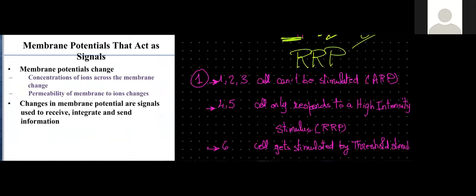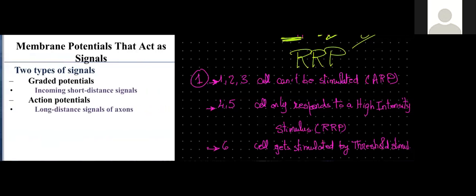Membrane potentials will change the concentrations of ions across the membrane. Permeability of the membrane to ions also changes by opening or closing channels. Changes in the membrane potentials are signals used to receive, integrate, or send information. Those are the electrical signals that you're going to be conducting through the nerve cells.